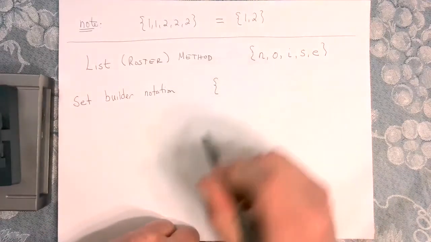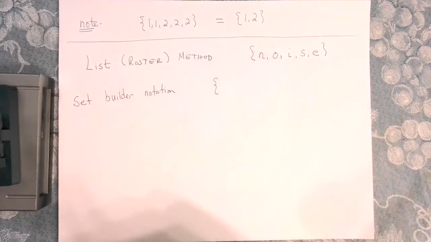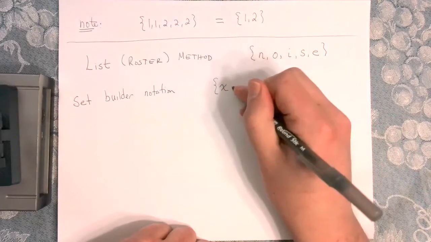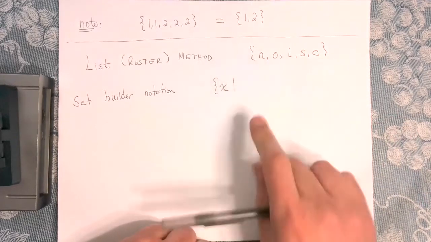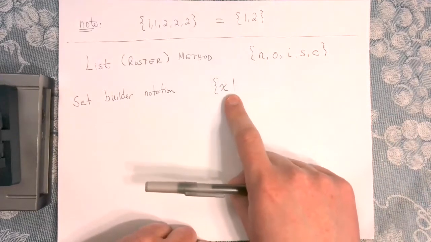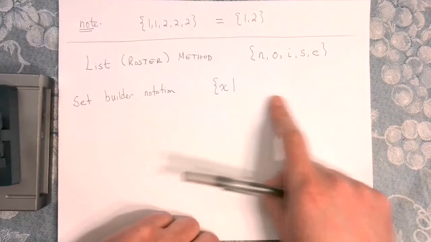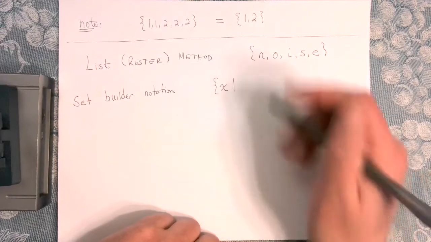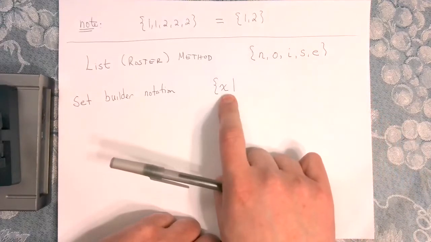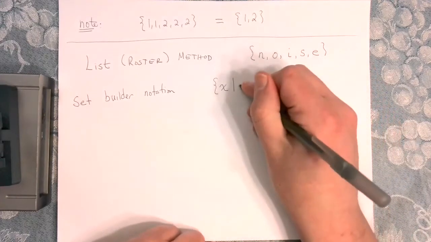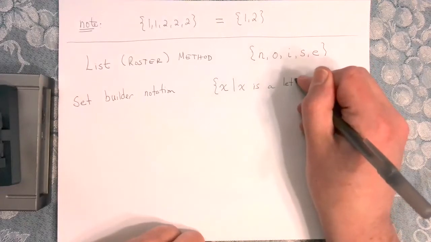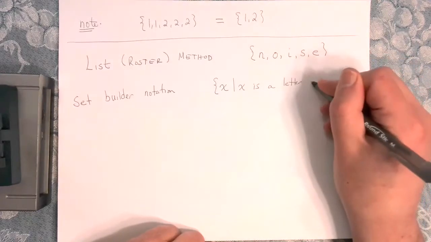So here, I'm going to read it and then talk about how to think about it. This is the set of all elements X such that, or with the property, after this such that bar is going to be a property that all of these elements will have. So this is the set of all elements X such that X is a letter in the word noise.